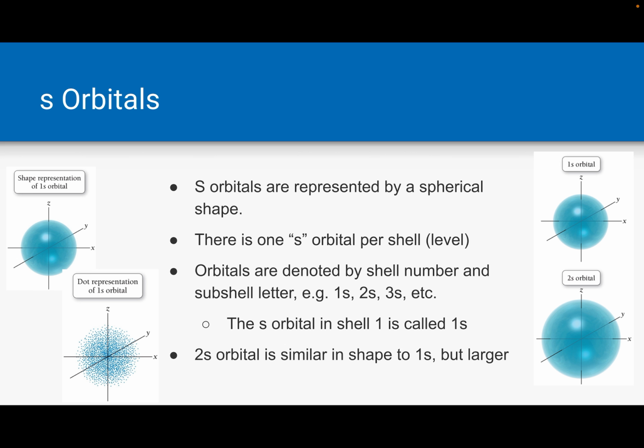But these are fairly easy to visualize. They get a little bit more difficult to visualize as you move up to the different types of orbitals. So just remember for now that at each level you will have a 1s, a 2s, a 3s, and a 4s. And so they will get bigger depending on how many levels you have.